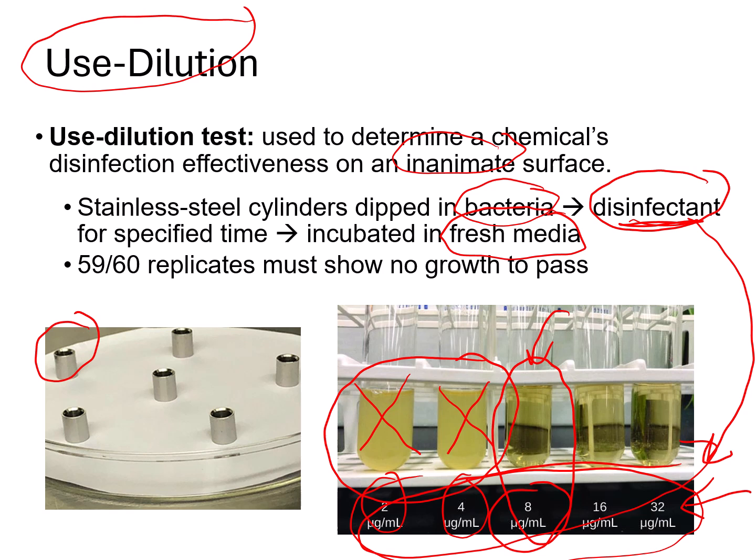So to pass this test, the standard result that you have to get is 59 out of 60 replicates. So you're going to replicate this experiment multiple times, many times. And 59 out of 60 replicates must show no growth. This method is thus quantitative, it's reproducible, and manufacturers use it to ensure their disinfectants meet standards set by the AOAC. That's the Association of Official Analytical Collaboration. But this is not a clinical test.